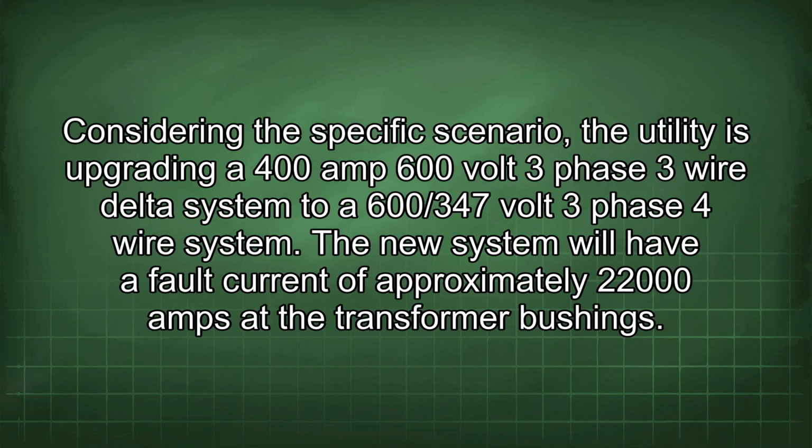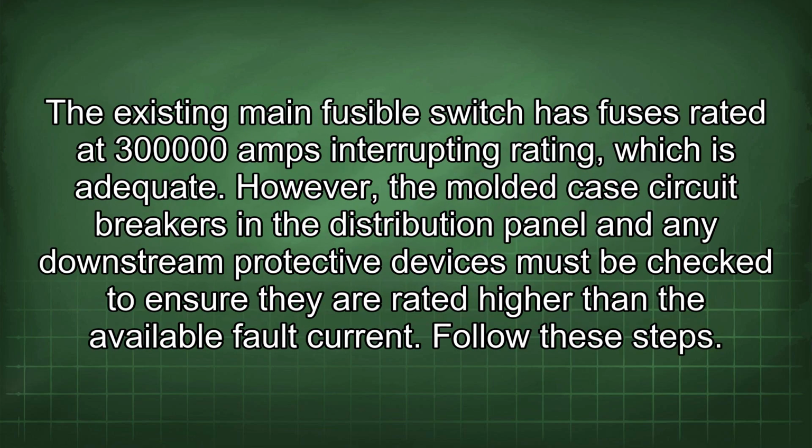Considering the specific scenario, the utility is upgrading a 400 amp 600 volt 3-phase 3-wire delta system to a 600/347 volt 3-phase 4-wire system. The new system will have a fault current of approximately 22,000 amps at the transformer bushings. The existing main fusible switch has fuses rated at 300,000 amps interrupting rating, which is adequate.